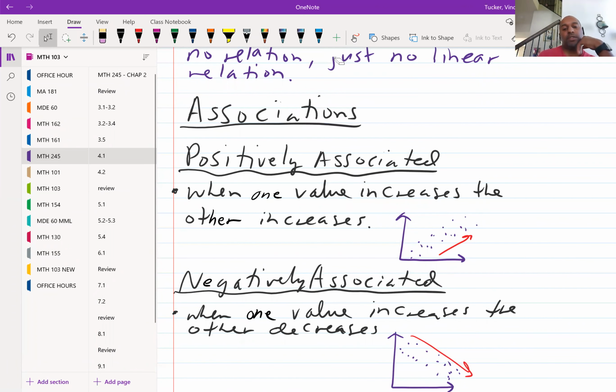And then negatively associated means that when one value increases, the other one goes down or decreases. And so when you read it from left to right, if your pattern goes down, that's considered a negative association.